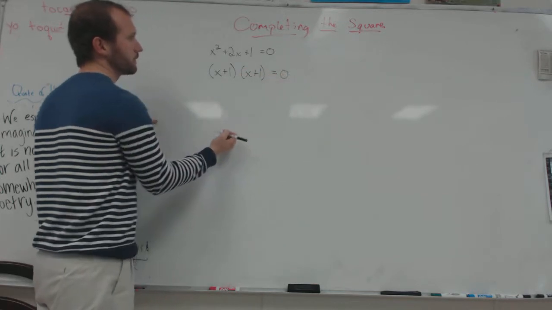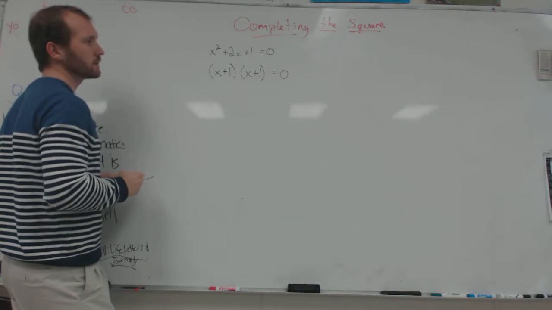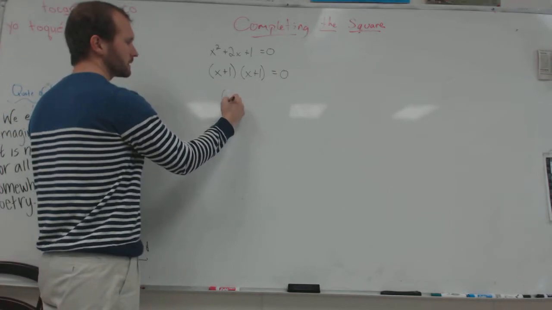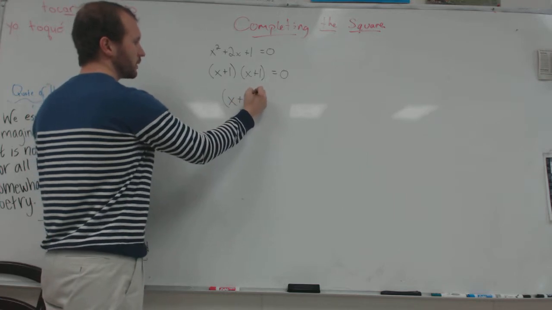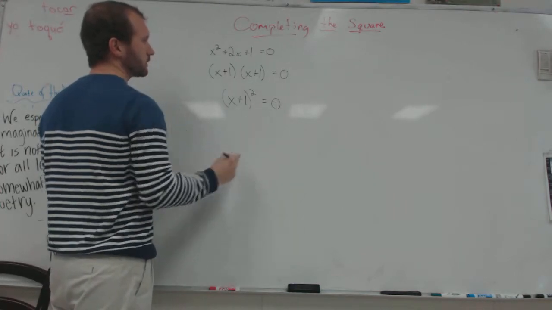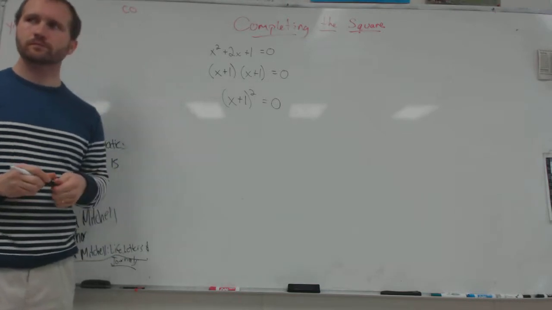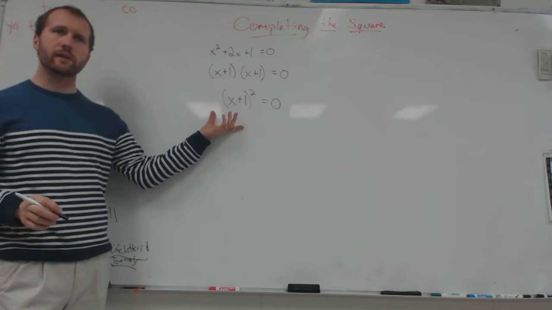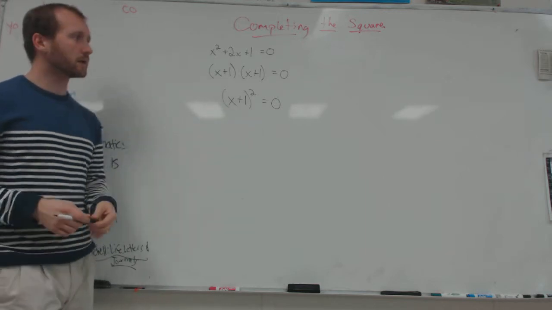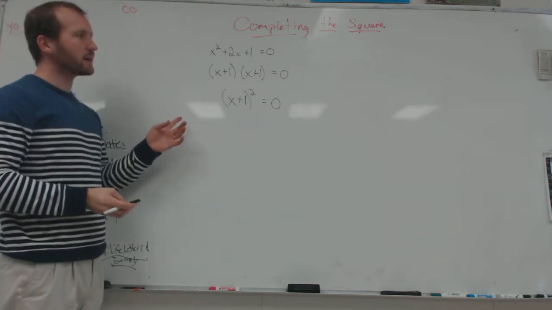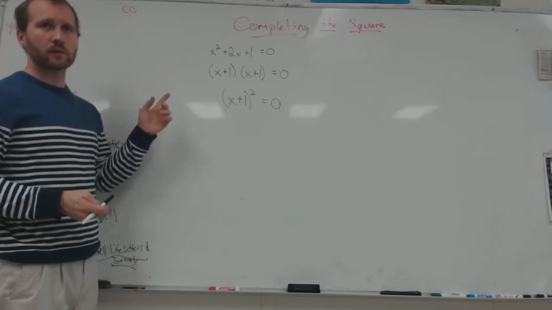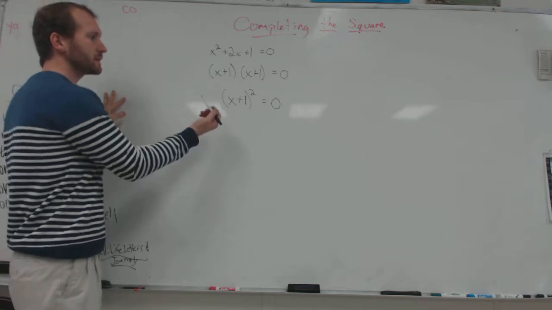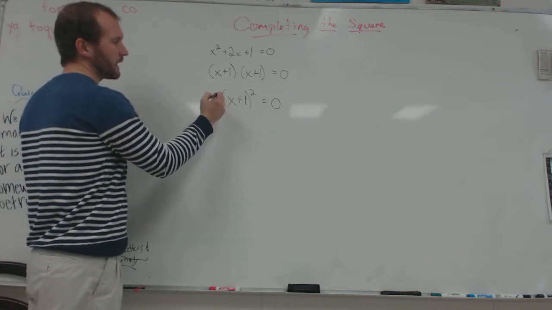equals 0. And another way of writing this is x plus 1 squared equals 0. And this is really easy to solve now, right? But the way that we solve it is actually going to be a little different with completing the square. So we're going to take the square root of both sides.